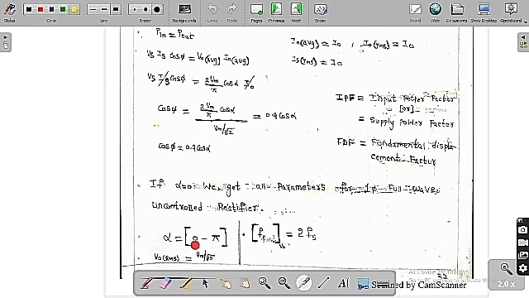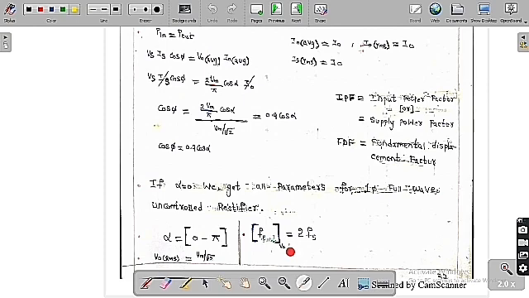If you want to find the RMS value of the output voltage, it is equal to Vm by root 2. So the output voltage RMS value is equal to Vm by root 2.